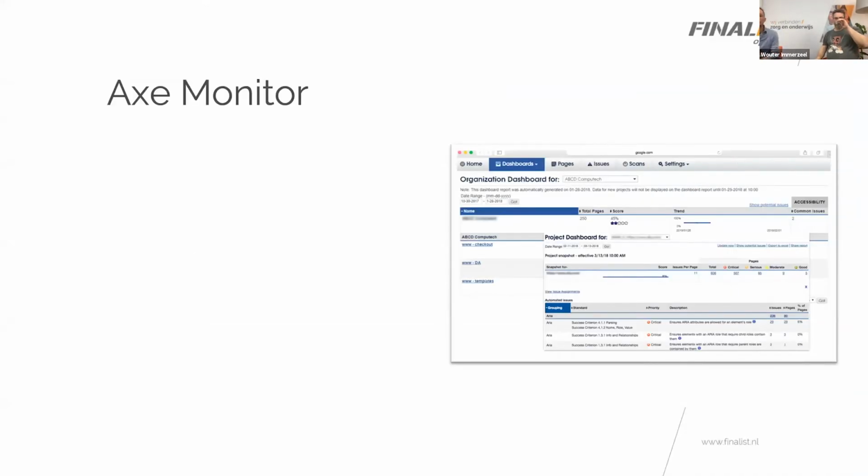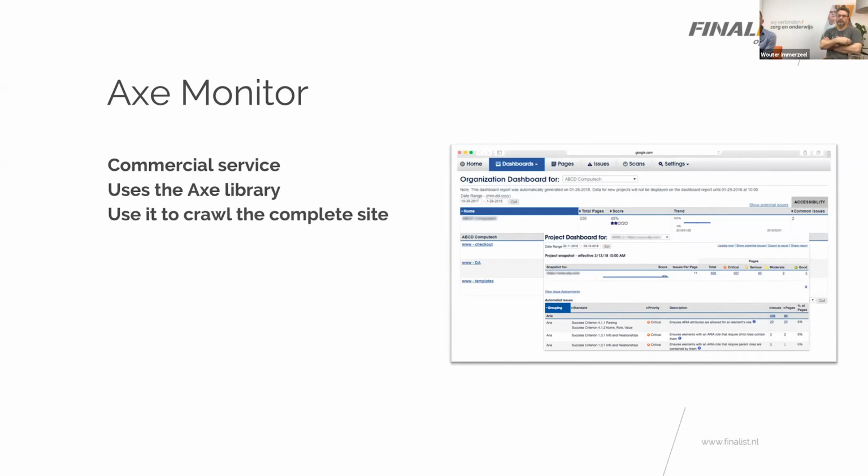So when we look at monitoring, we talked about X before. X also has a service to monitor your website. But beware, this is a commercial service, so there is a cost. And it uses the X library we've come to know and love now. You can use it to periodically crawl your complete site. There is some basic scripting, as their website quotes, which allows for scripting of basic user flows to trigger event-driven content and bypass user authentication. And there is a nice dashboard and some reporting.